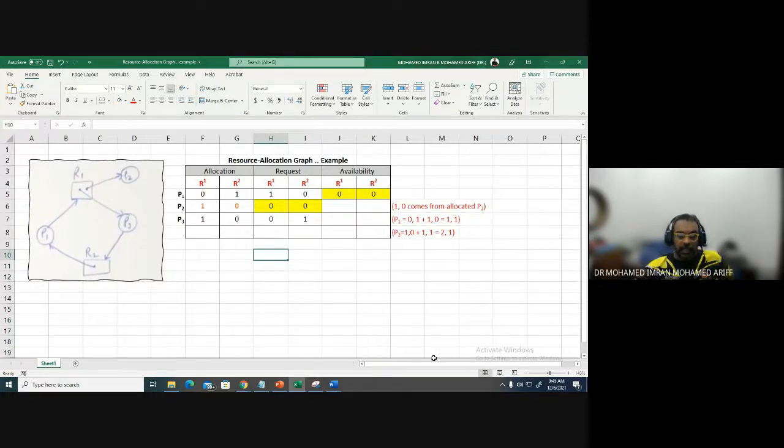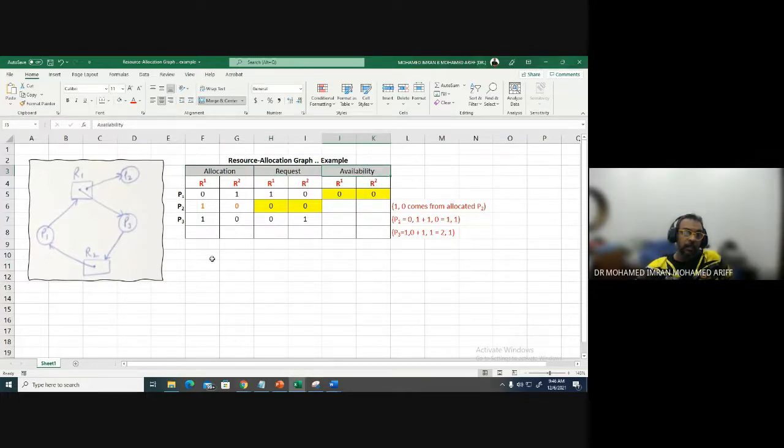Okay, can you see the diagram now? Yes, sir. Okay. So this is the actual question. So ada 3 proses kat sini, P1, P2, P3. Okay. And ada 2 resource, R1, R2. So allocation, request, and availability. So this is what is being given.